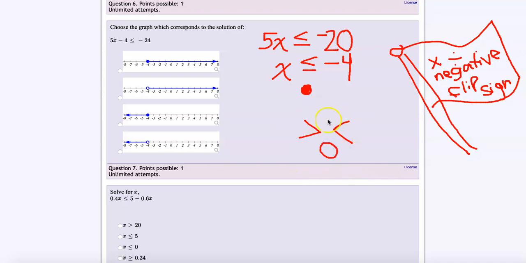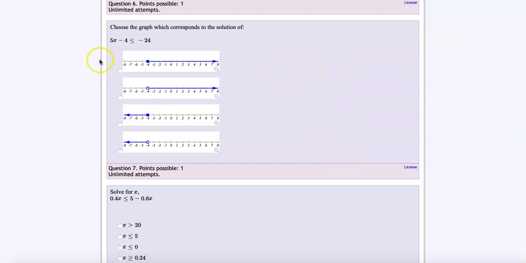Oh, that looks like a scary face. That's fun. So here we go. Give it some hair. All right, there we go. So here we have x less than or equal to negative 4. That's your answer choice.